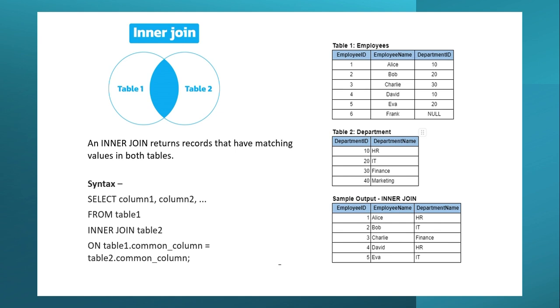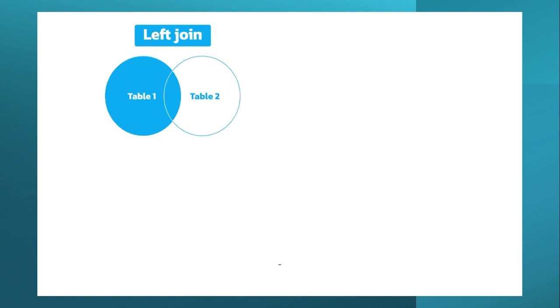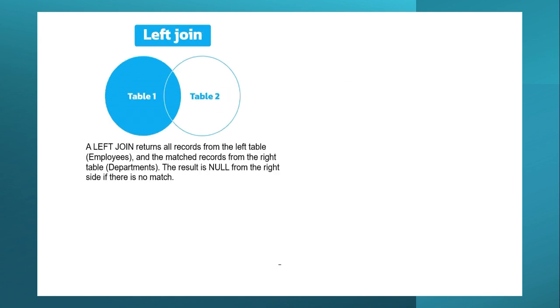Let's now get straight into the left join. The left join returns all the records from the left table and the matched records from the right table. The result is null from the right side if there is no match. Let's take a look at the syntax of the left join as well.